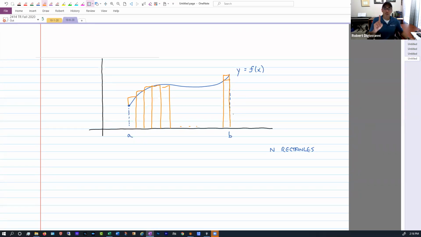All right, first things first. They all have the same width. Do you agree with that? They all have the same width. How wide are they?